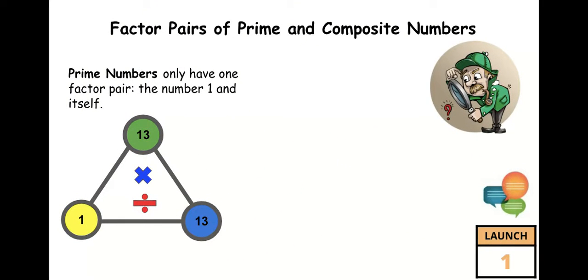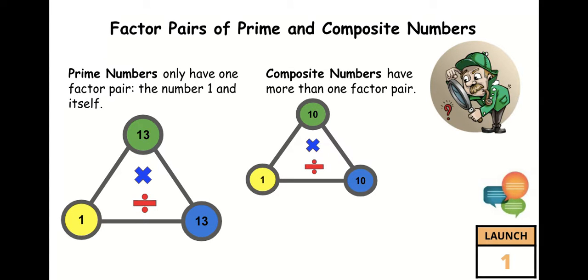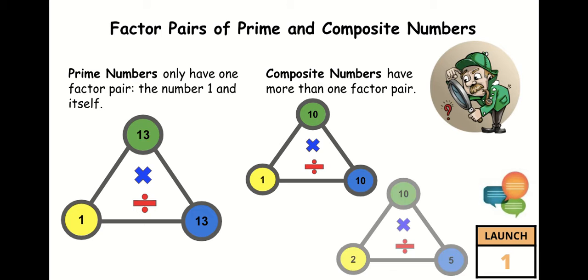When we think of prime numbers, they only have one factor pair, the number 1 and itself. So in this case, it's 1 and 13. Composite numbers have more than one factor pair. For example, 10 has 1 and 10, but it also has 2 and 5.